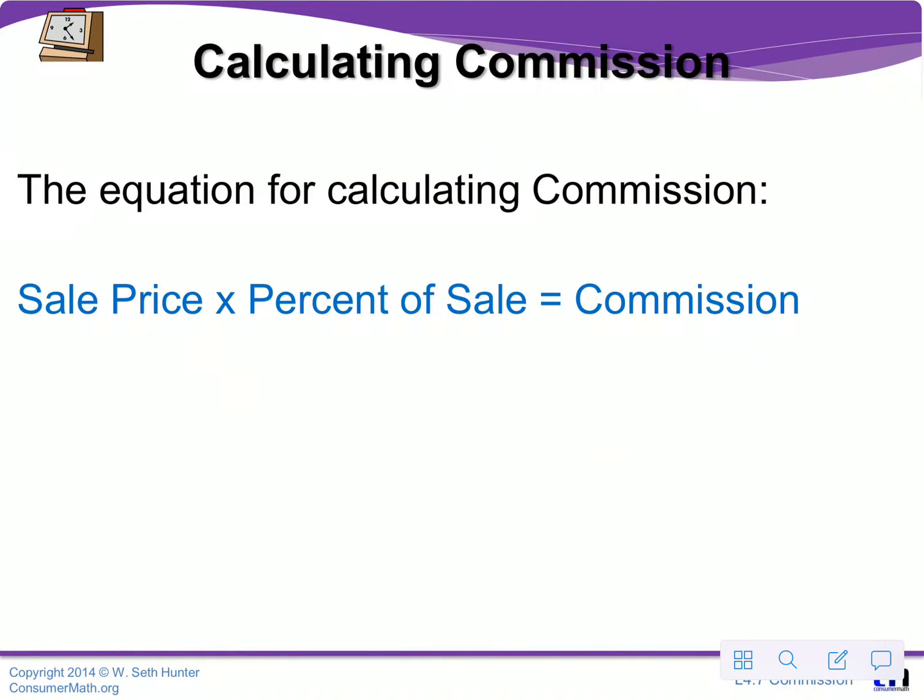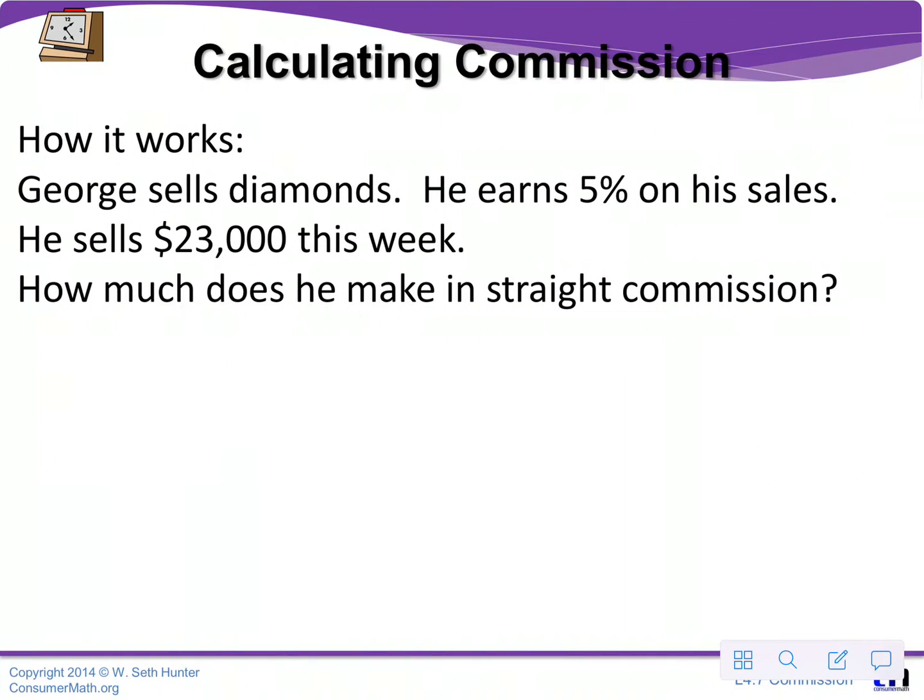The equation for calculating commission: sales price times the percent of sale equals commission. How it works: George sells diamonds. He earns 5% on his sales. He sells $23,000 this week. How much is he going to make in straight commission?